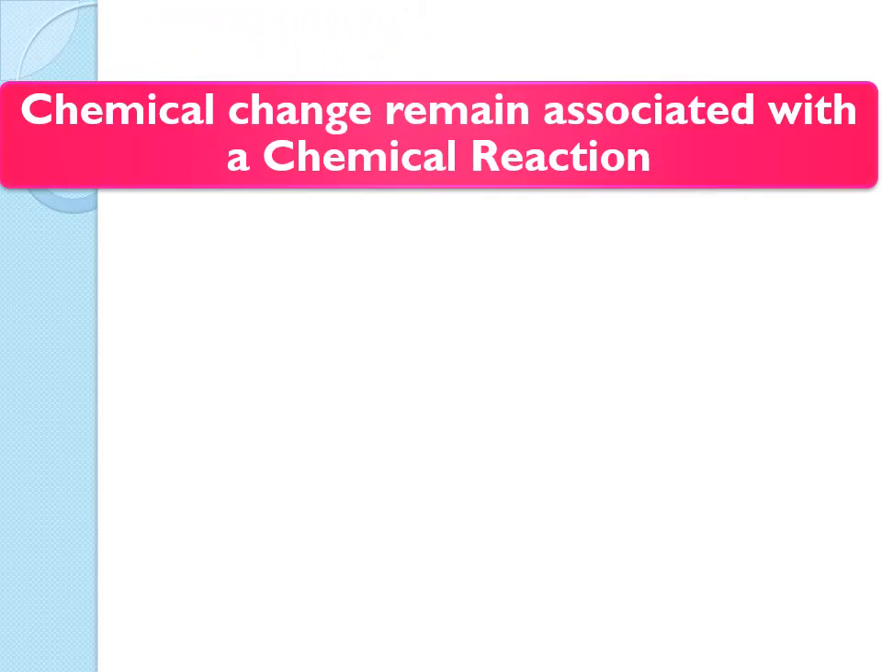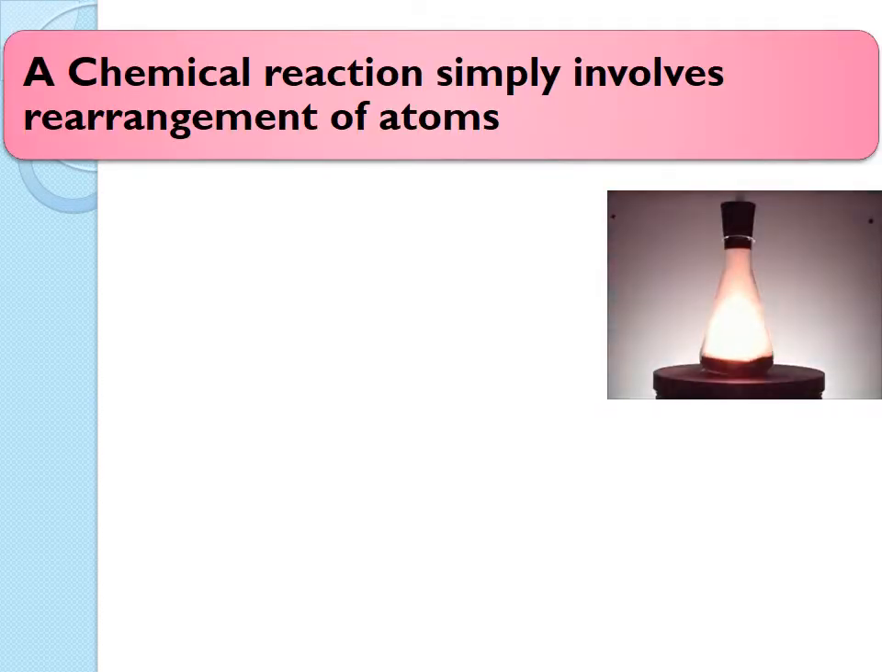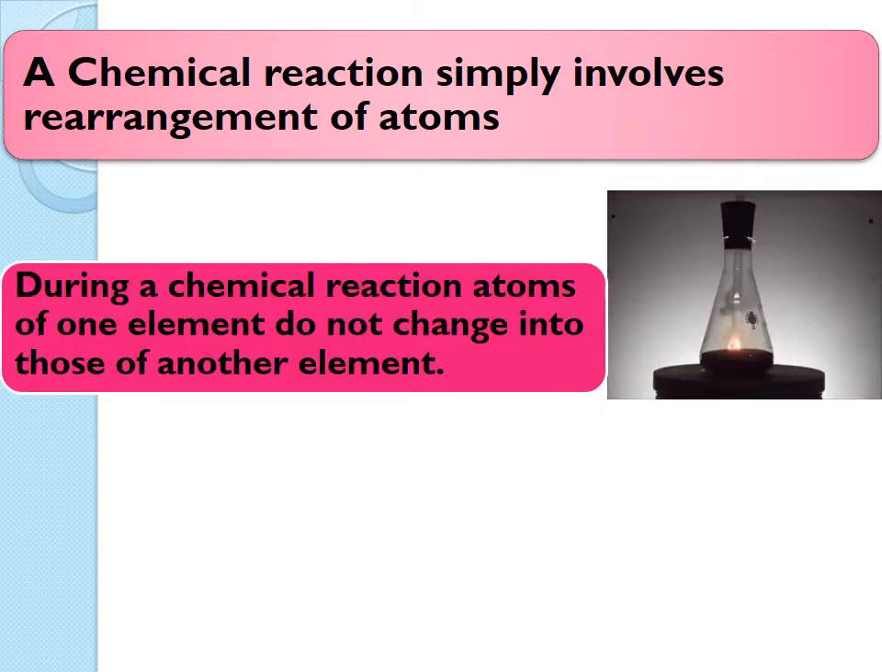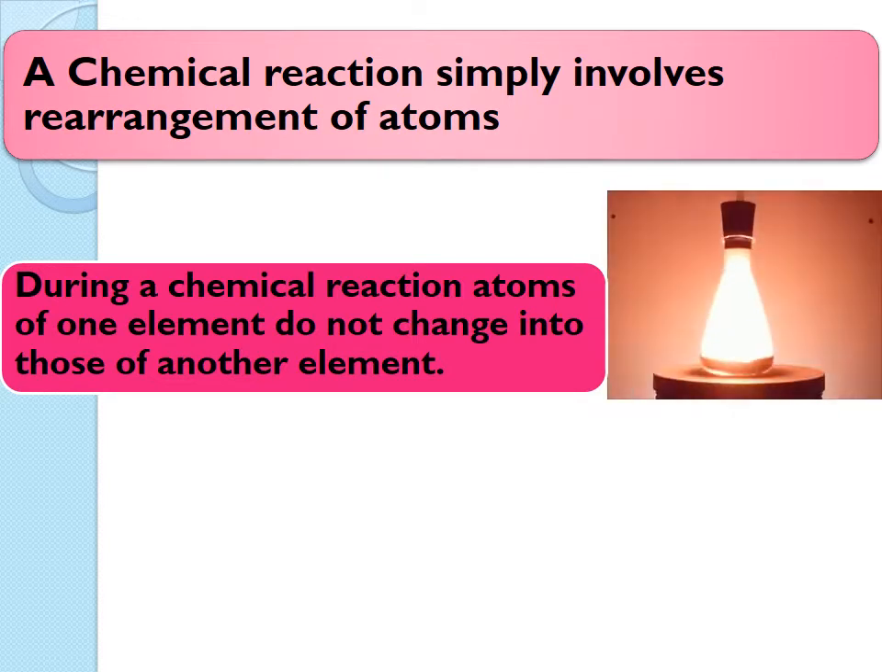From our previous video, we know chemical change remain associated with a chemical reaction, and shorthand method of representing a chemical reaction in terms of symbols and formula of the reactants and products is called a chemical equation. Let us discuss some more features of a chemical reaction. A chemical reaction simply involves rearrangement of atoms. During a chemical reaction, atoms of one element do not change into those of another element.